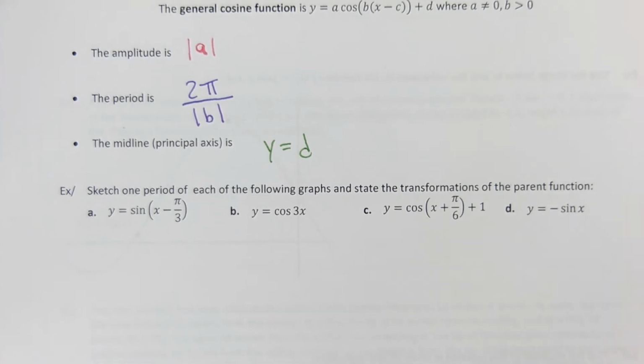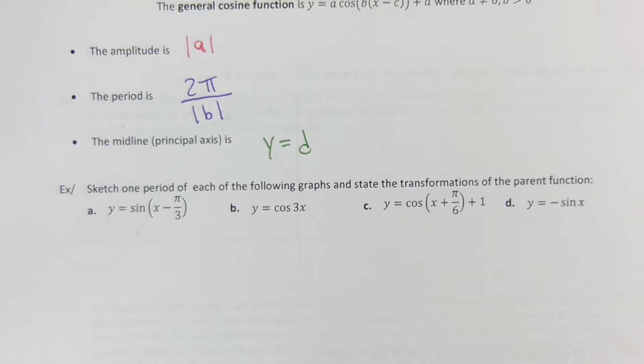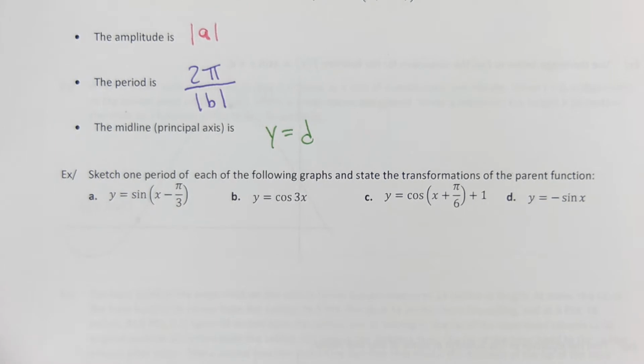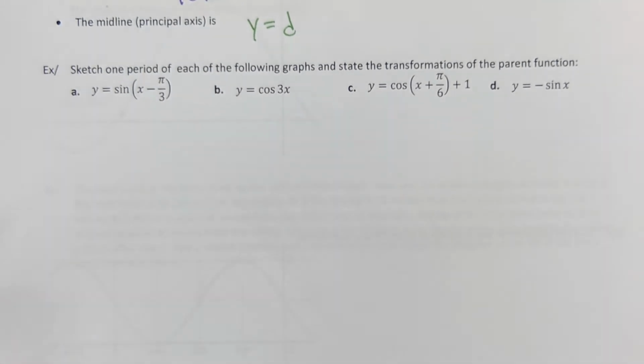So our job here is to sketch one period, and then it wants us to state the transformations. I don't really want to state transformations. How about we just say them instead of write them out? You good with that? All right. Cool.